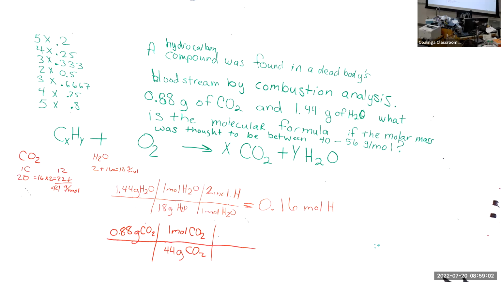Okay, so for every 1 mole of CO2, how many moles of carbon do I have? 1 is 1. 0.06. Okay, so which one is smaller, carbon or hydrogen? Carbon is smaller, so we're going to divide everything by carbon.